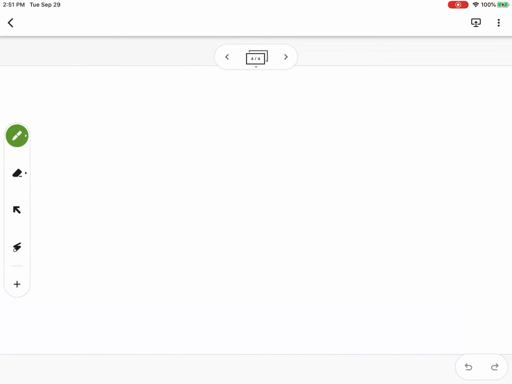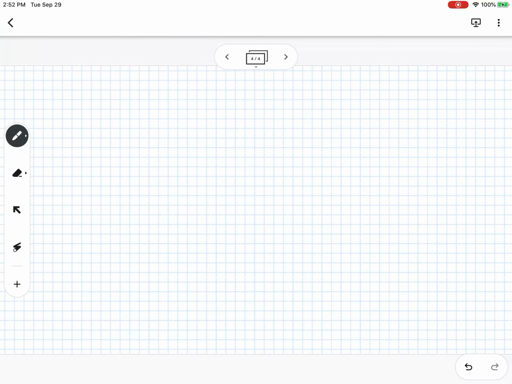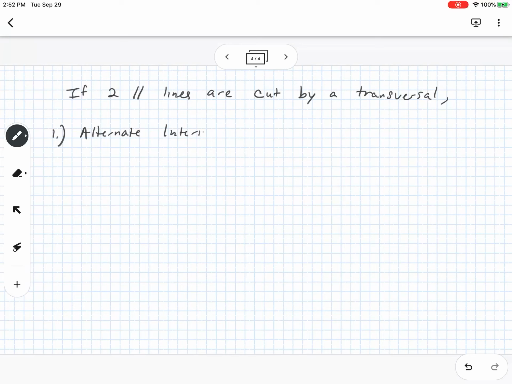Okay? And so just to sum it up before, so I guess we'll just leave it here. But to sum it up, we would just say a couple things. So if two parallel lines are cut by a transversal, then there's a bunch of different statements we can make. So here's statement number one. Alternate interior angles are congruent.